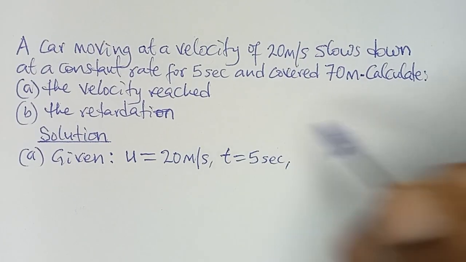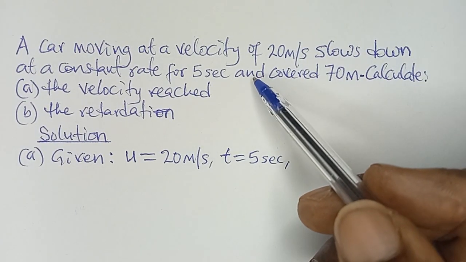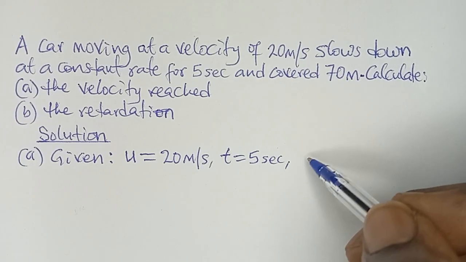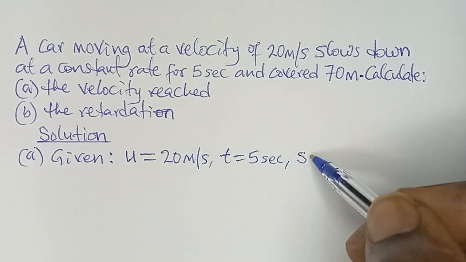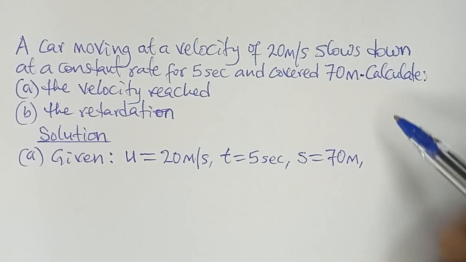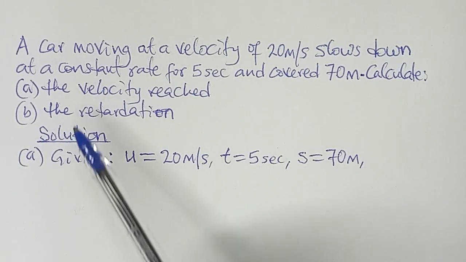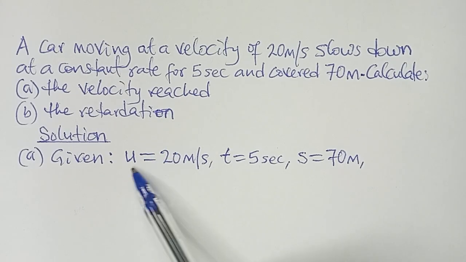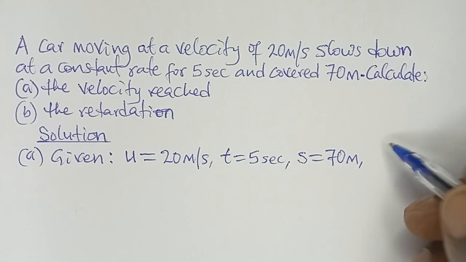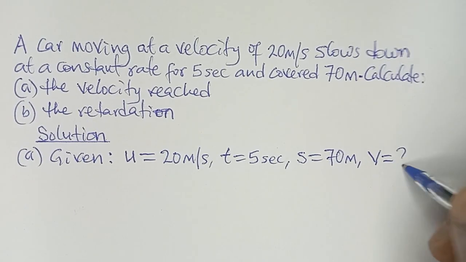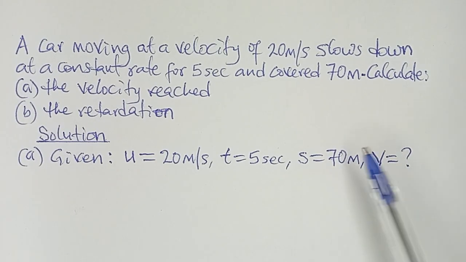And then we are told that in that process, it covered 70 meters. So this is distance. So that means the distance covered, S, is 70 meters. And then the first question says we should find the velocity reached. So the initial velocity U is 20. So that means the velocity reached will be the final velocity, which is V. And that is what we are looking for.